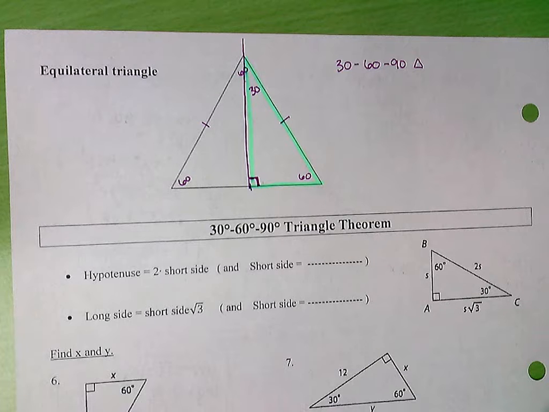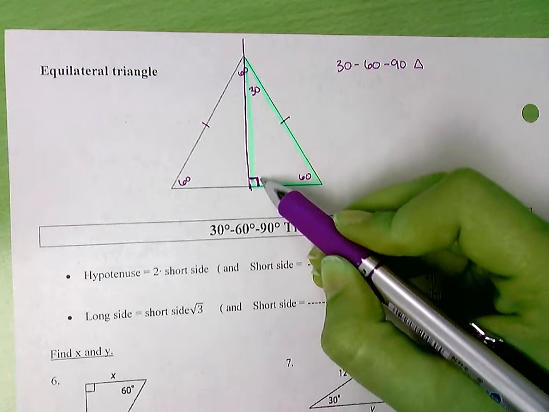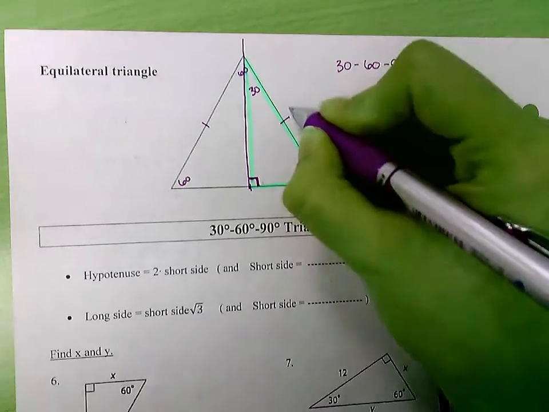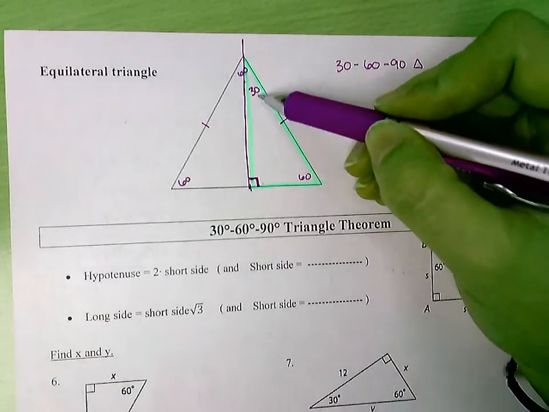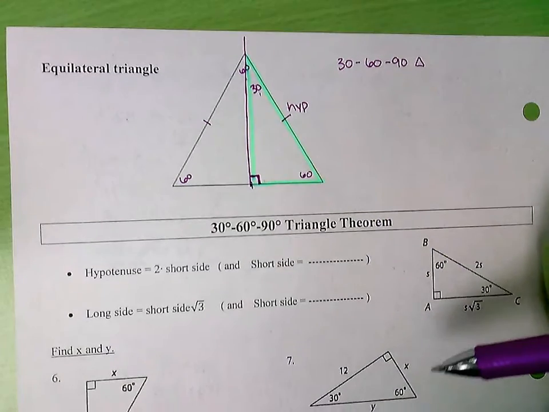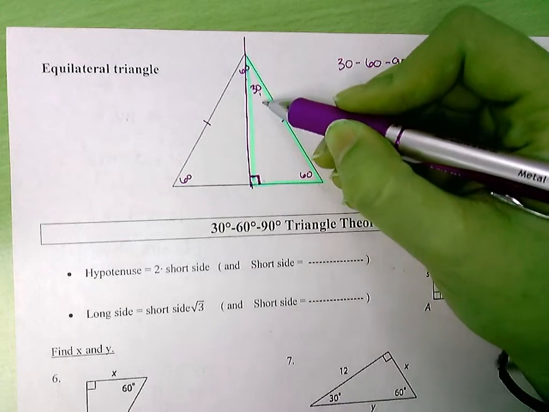Now what I want to do is label my sides just like I did in that square that I created a triangle from. So, opposite that 90-degree angle is always going to be your hypotenuse. Okay? Now, instead of labeling both of those sides as legs, I'm going to label one of them as the short side and one of them as the long side. Okay? So opposite your 30-degree angle, since it's the smallest angle, will be your smallest side.